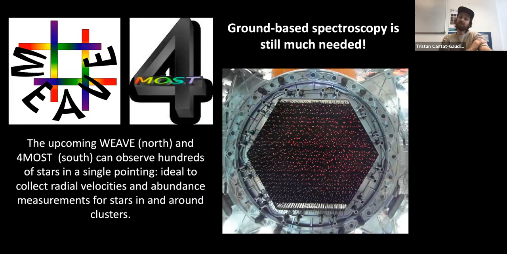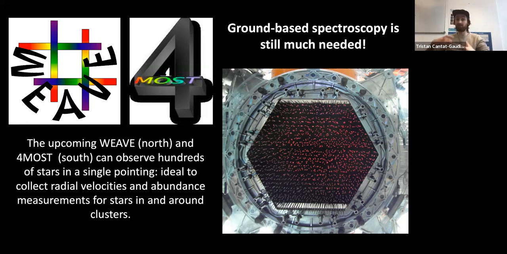And there are two very exciting large-scale surveys that will be based from the ground. One is WEAVE that will be conducted from the Canary Islands, so observing the Northern Hemisphere, and the other from the Southern Hemisphere. So they are very complementary to each other, and they are able to observe hundreds of stars in a single pointing. And this is ideal for clusters, because nowadays what you do is you get 2 or 3 stars, or maybe sometimes 10, that have a very high probability of being cluster members, and you can get high resolution spectroscopy for them. But now with these instruments, you can get hundreds of stars.